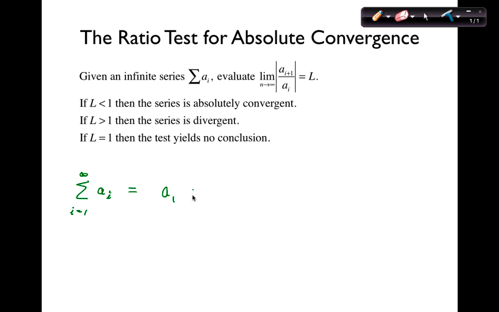a_1 plus a_2, and keep going on like that. So i is going to start at 1. We get a_1, a_2, a_3. Okay, and then eventually we'll have a_i, and then a_(i+1).